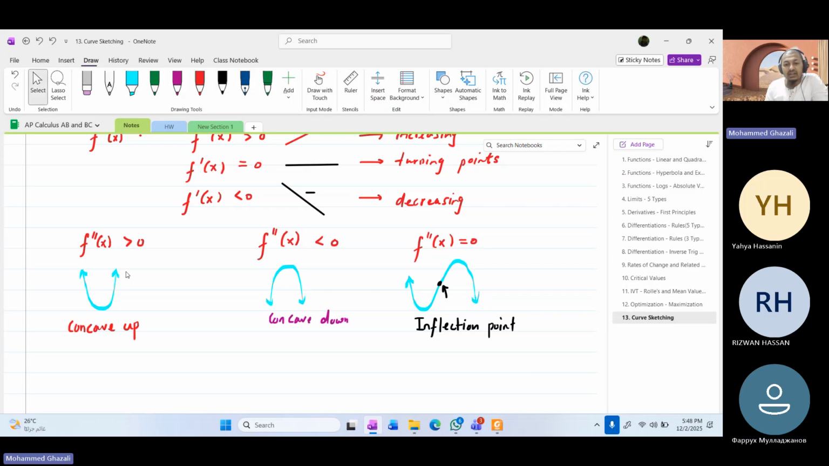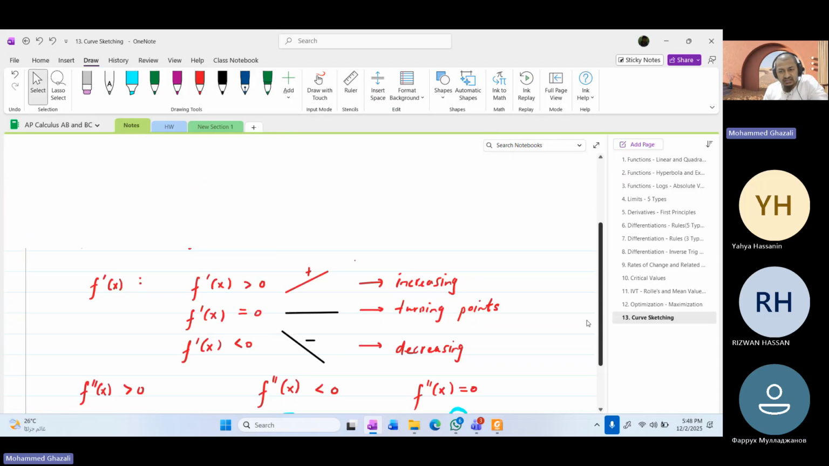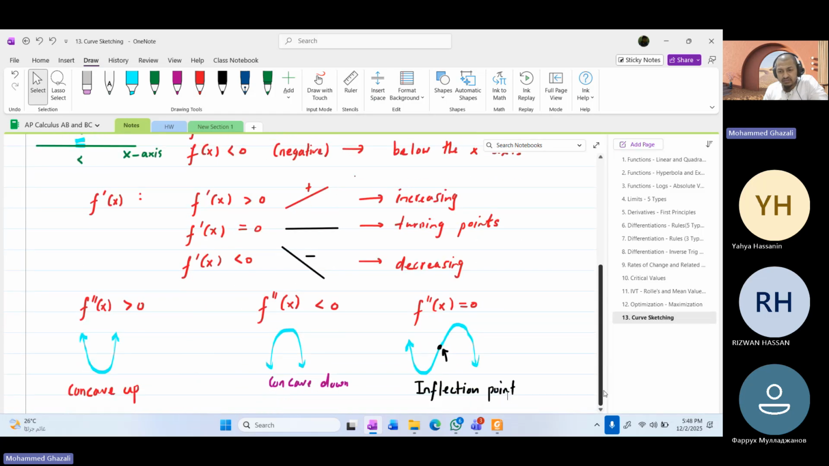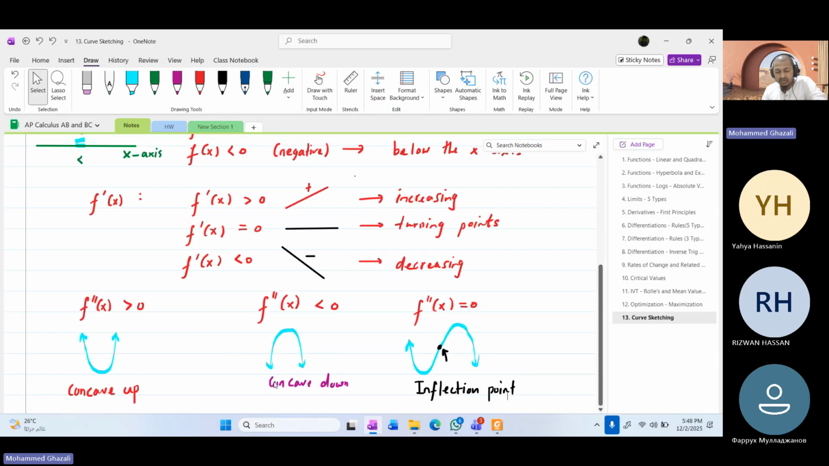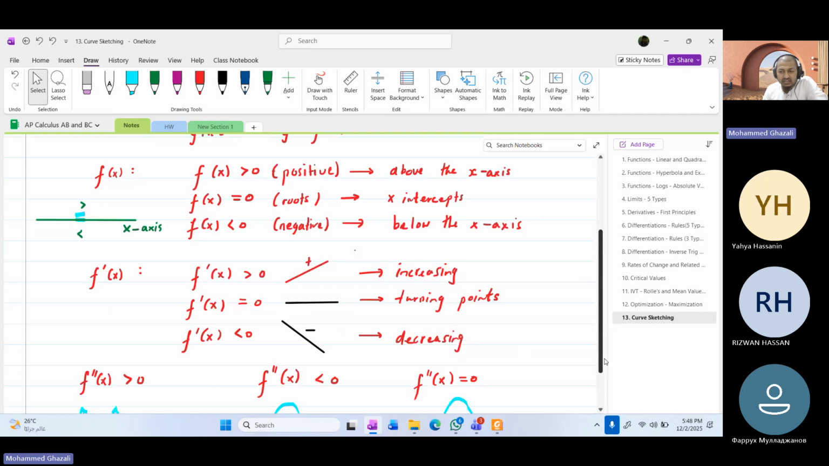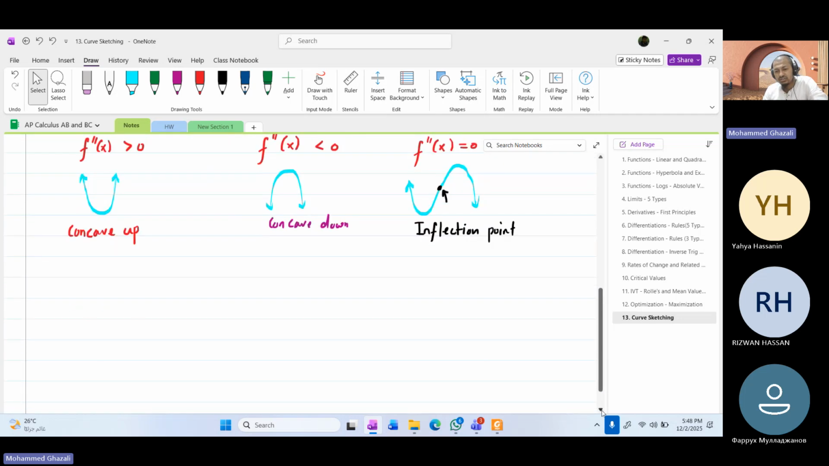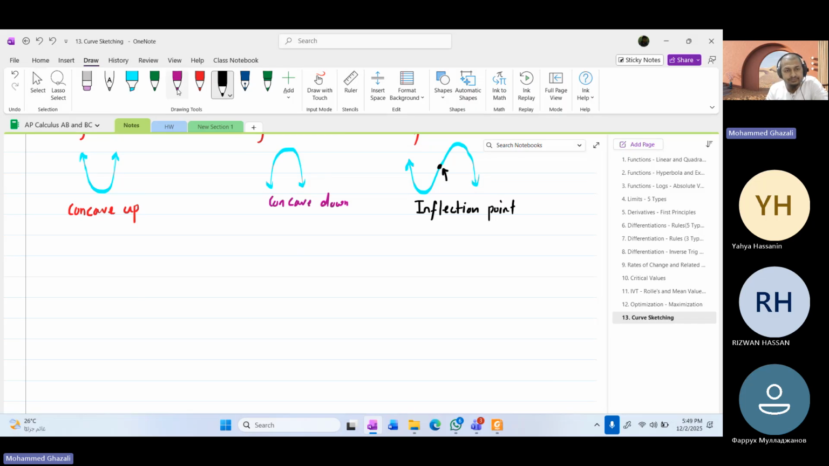Now, these are just some of the basic key features, which is f of x, f prime x. Besides the x and y intercepts, you've got f of x, f prime x, and f double prime x. So you've got to know the positives and the negatives. You need to know the increase and the decrease, the concave up and the concave down, and the inflection points. And apart from that, when you go on to rational functions, something like this.